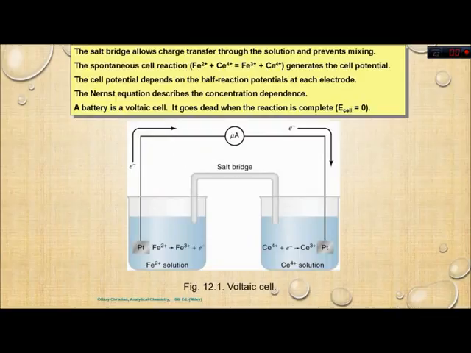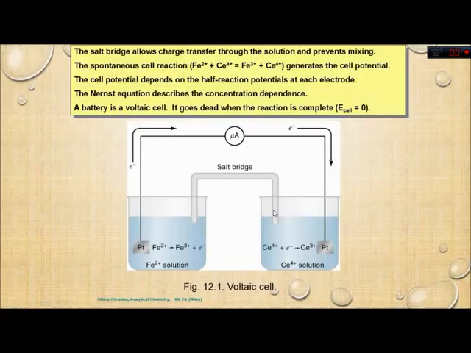Now you are quite aware of these voltaic cells. What happens in these voltaic cells? Here you can see the salt bridge. It is full of KCl, that is potassium chloride. This salt bridge allows the charge transfer through solution and prevents direct mixing of this part with this part. It doesn't allow them to mix directly. In fact, there is a flow of charge that links the two vessels in this case.